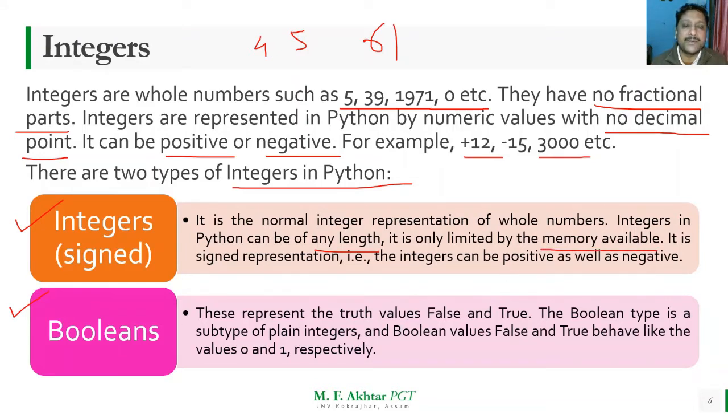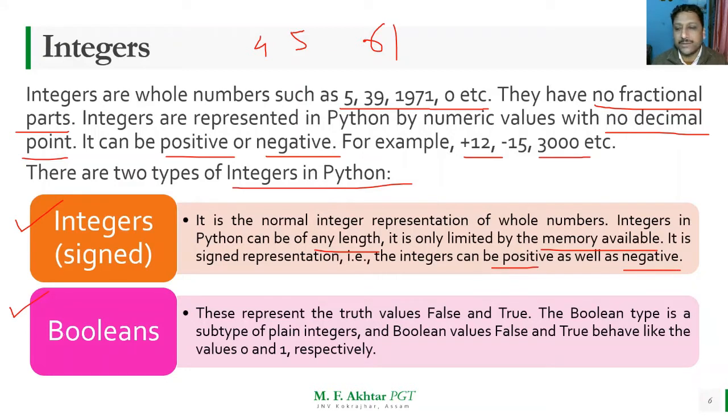Now it depends. If we put a 100-digit integer number, then there may be a problem with your computer system if it has less memory. So if it has sufficient memory, then there is no problem with integer type numbers of long digits. It is a signed representation, that is, integers can be positive as well as negative numbers.